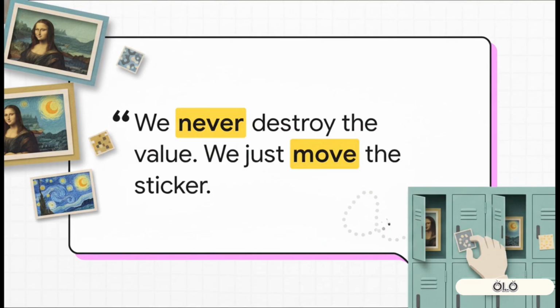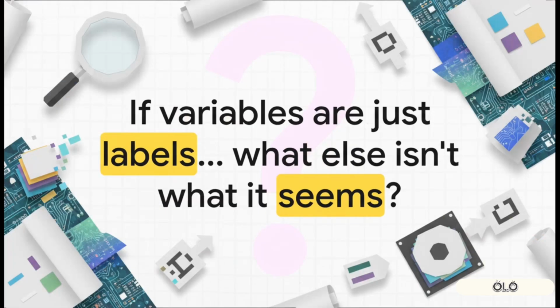This quote really just nails it. The paintings, our values, 10 and 20, are permanent. They're always there, safe in their lockers. We never destroy a value. We just move the sticker. So we've peeled back just one little layer today. We found out a variable isn't a box at all. It's just a simple label. And that kind of makes you wonder, doesn't it? If something that fundamental isn't quite what it seems on the surface, what else are we using every day that has a secret life of its own?